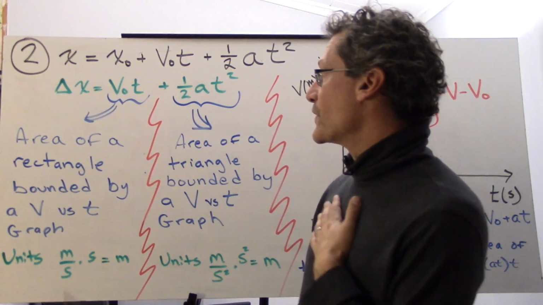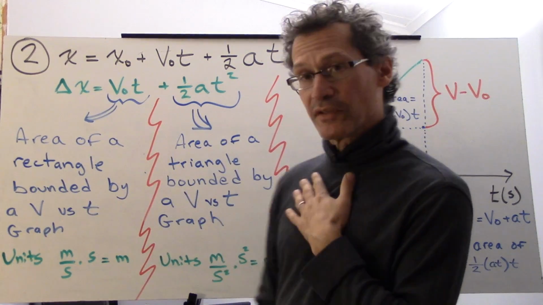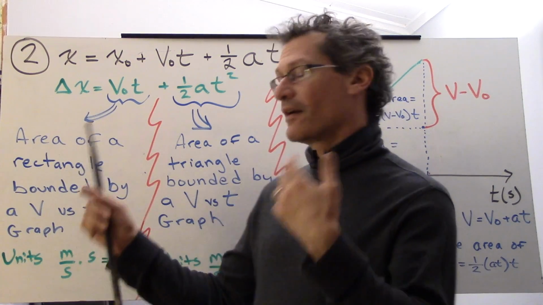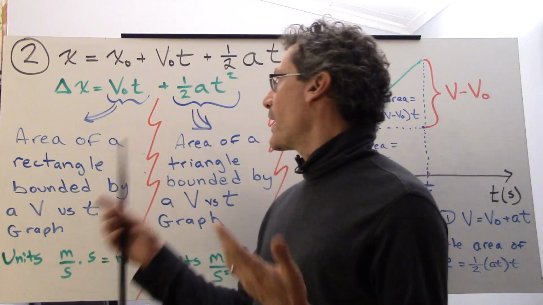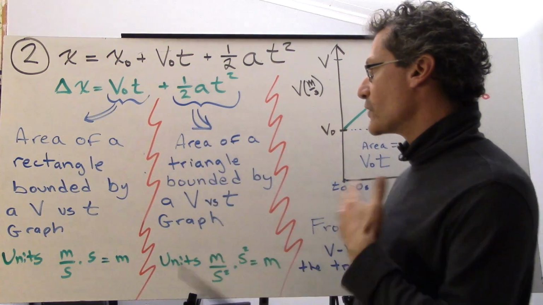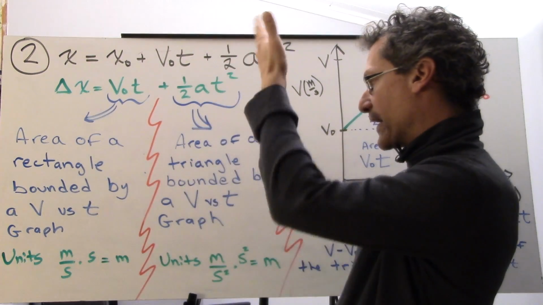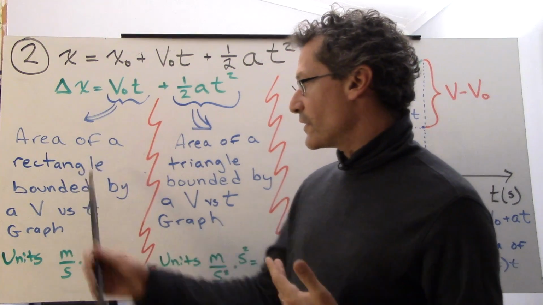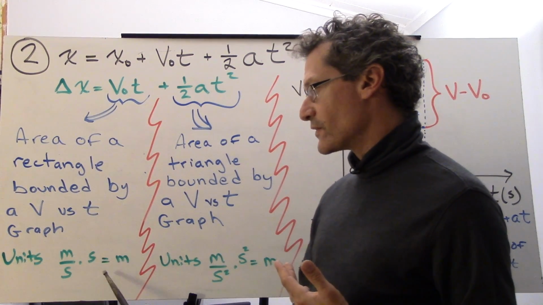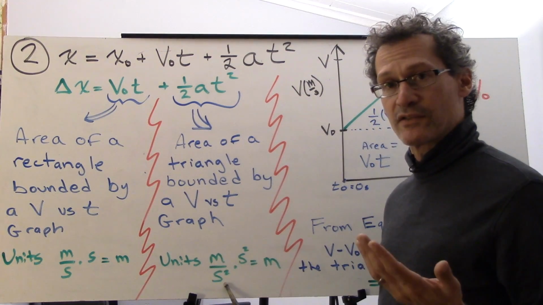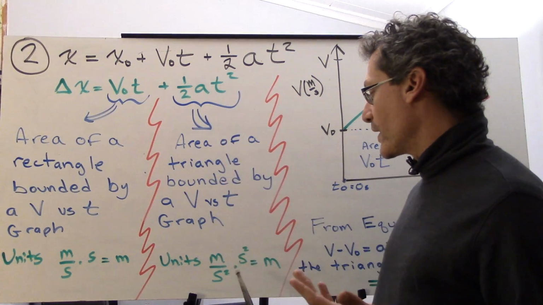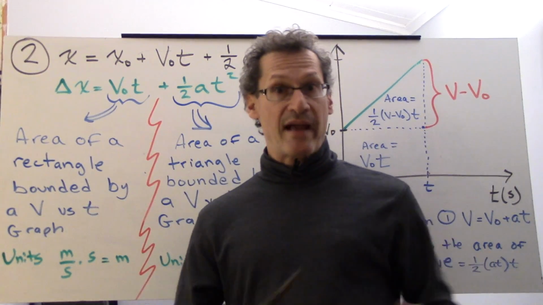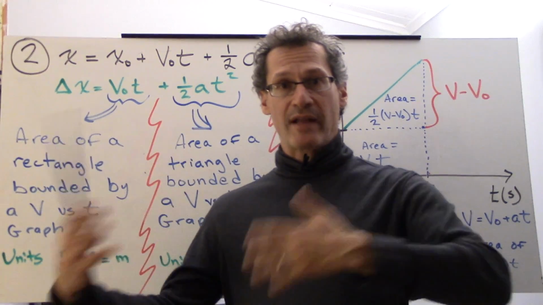So what happens? Well, we note here that the v naught t actually is represented by the area of a rectangle bounded by a v versus t graph. And the other term with the acceleration is that the area of the triangle bounded by a v versus t graph is also represented over here. If we look at the units, the rectangle has meters per second times second, or meters. Here, the units are meters per second squared times second squared, t squared. And that's meters too. So every term is meters, and that's really important because the equation would break down if the units didn't work. That's called a dimensional analysis check, okay?